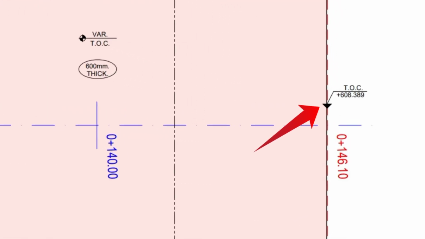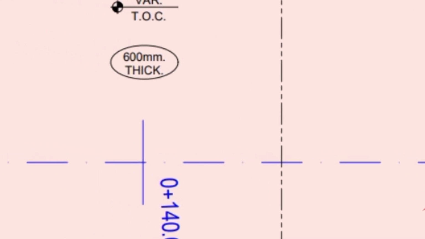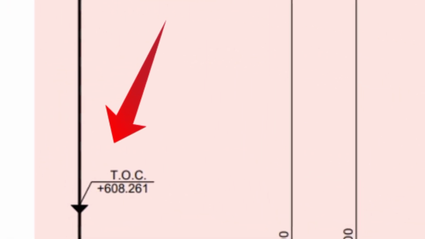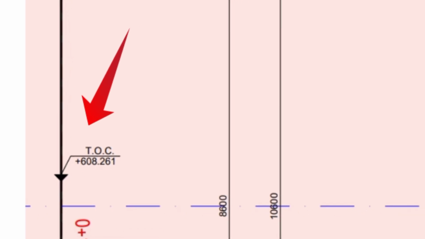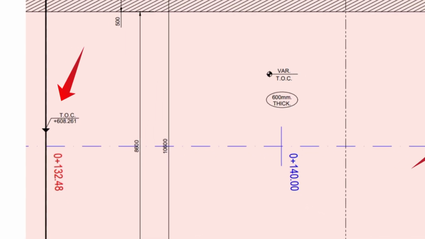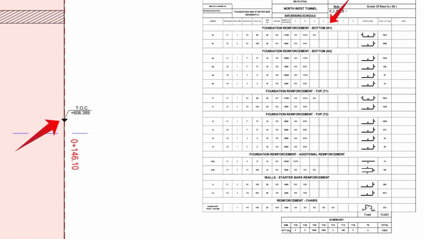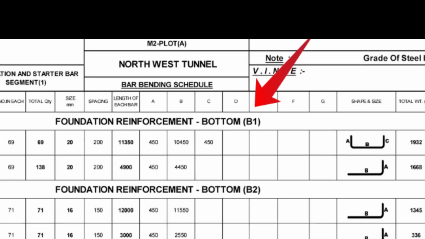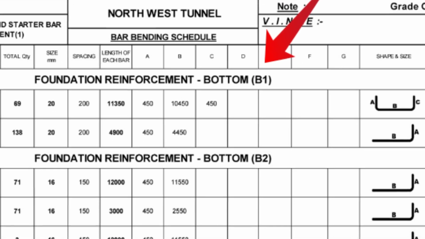The right side top concrete elevation is 608.389, and the left side concrete elevation is 608.261, indicating that the concrete will be higher on one side and lower on the other. This is the BBS for the tunnel foundation segment 1 bottom and top reinforcement details.